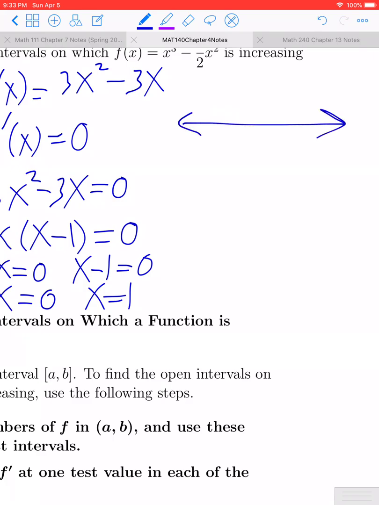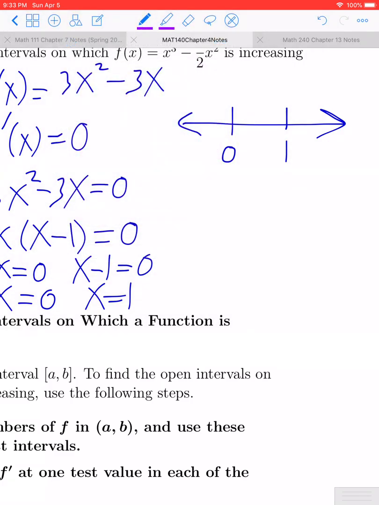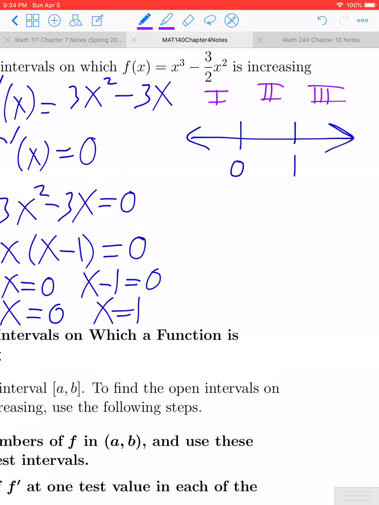Those two numbers, when I plot them on a number line, will divide the real number line up into three different regions. I have region 1, which is the region to the left of both of them. I have the open interval that's between the two of them. And then we have the open interval that is to the right of both of those values. What we want to determine is what is the sign of this derivative in any one of those intervals.